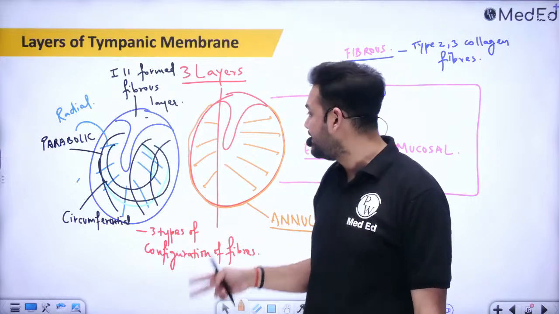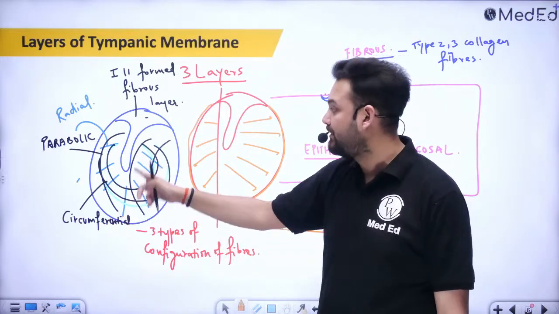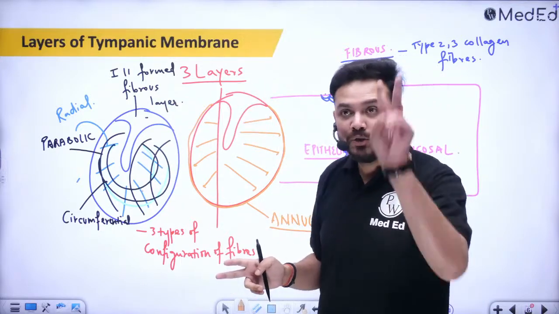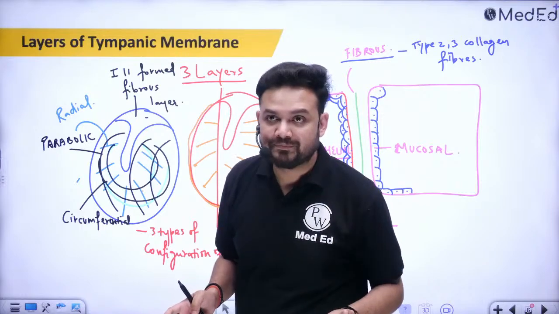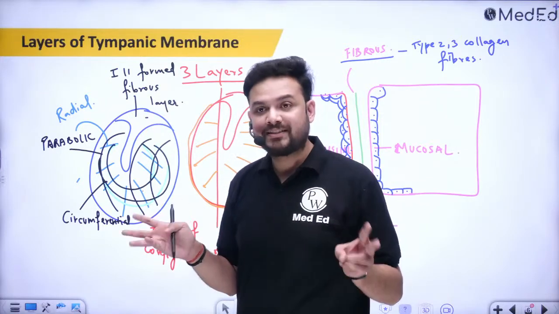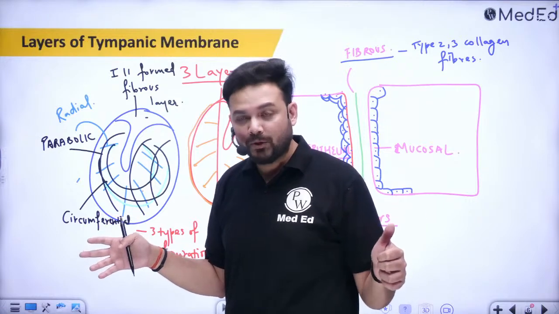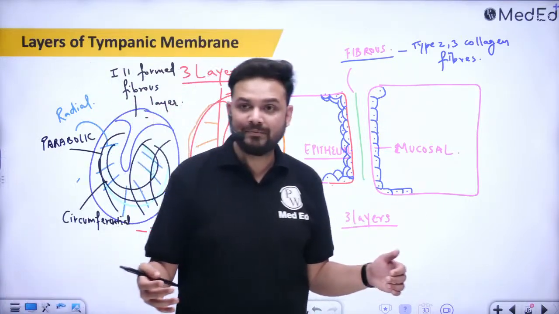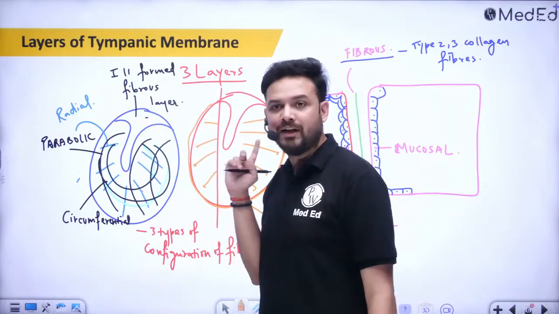Second reason is that this pars tensa has got three configuration of fibers, that is circumferential, parabolic and radial, which are deficient in our pars flaccida. Two reasons why pars flaccida is flaccid, why pars tensa is tense. Okay? Are we understanding this much? Right? Okay? So I hope you guys are understanding. Keep putting your thumbs up so that I can understand that you guys are getting it. Right? Okay? Chalo.